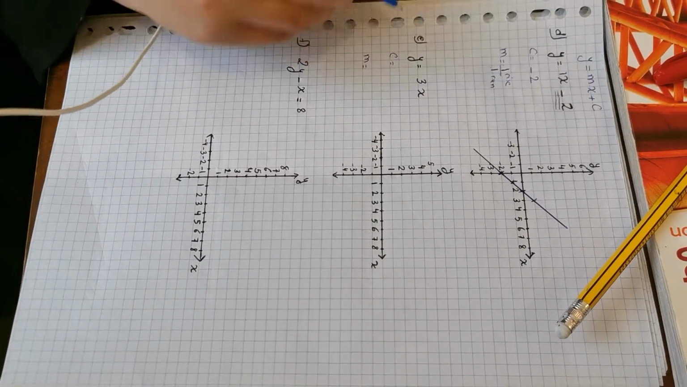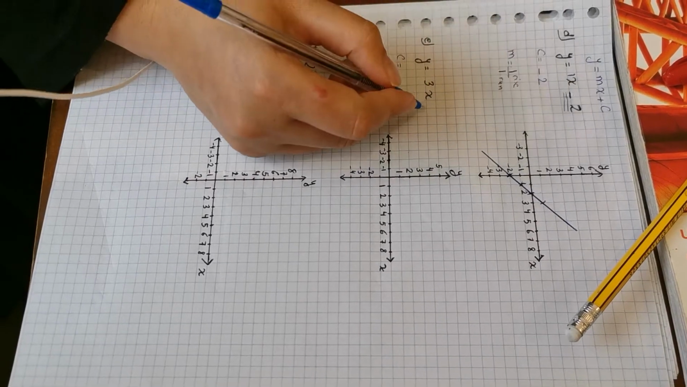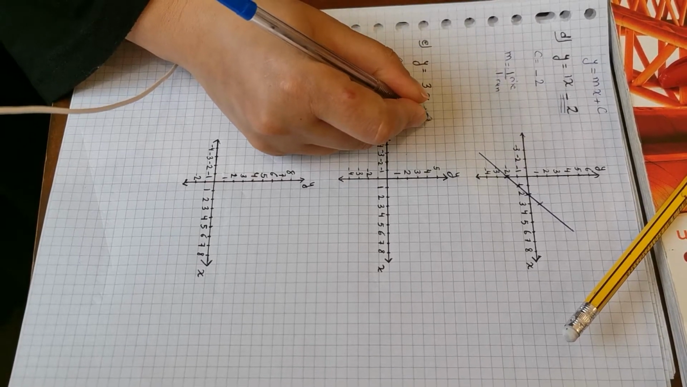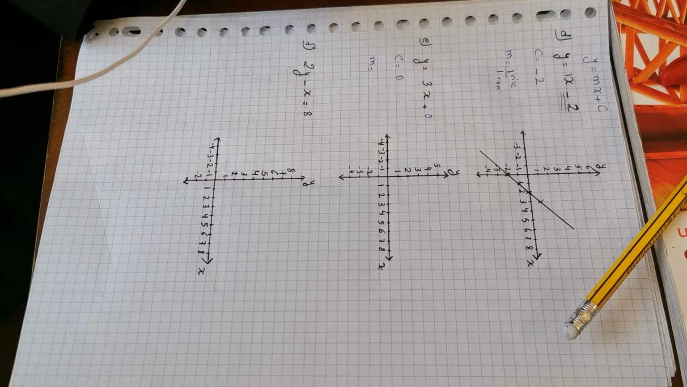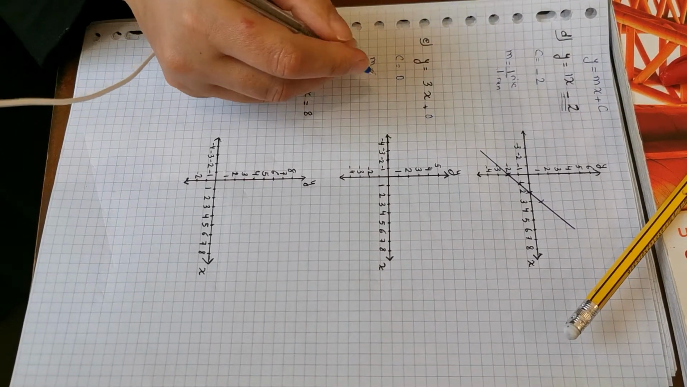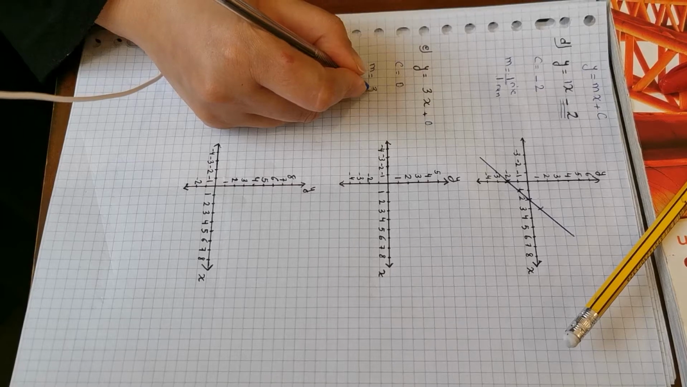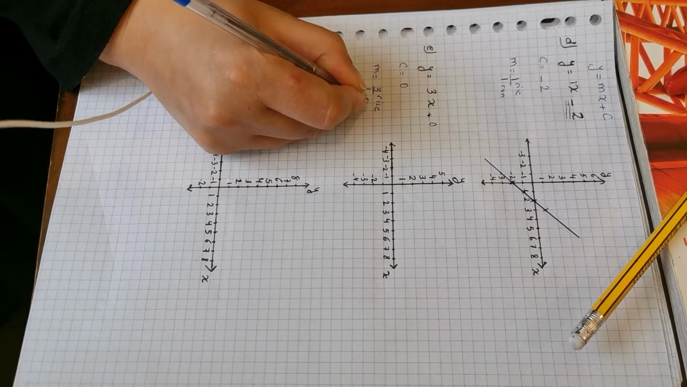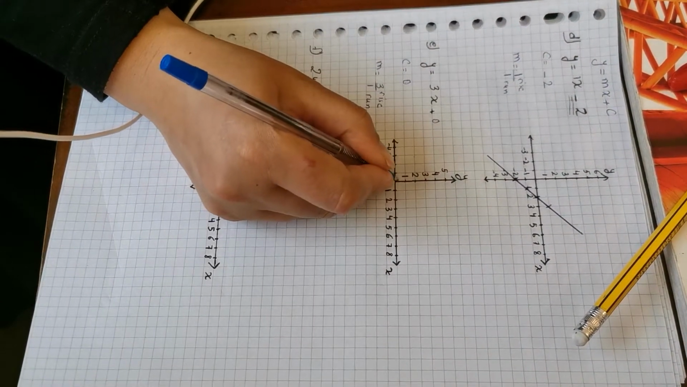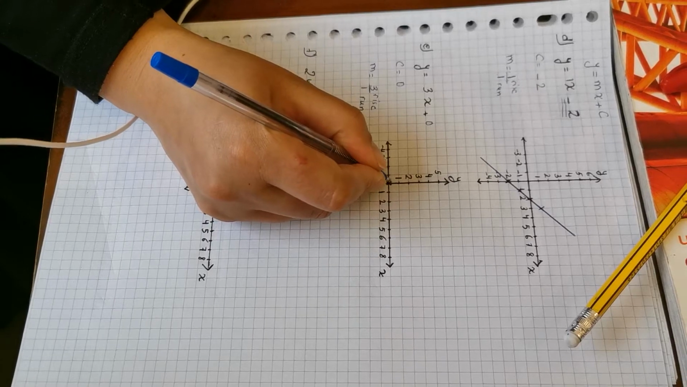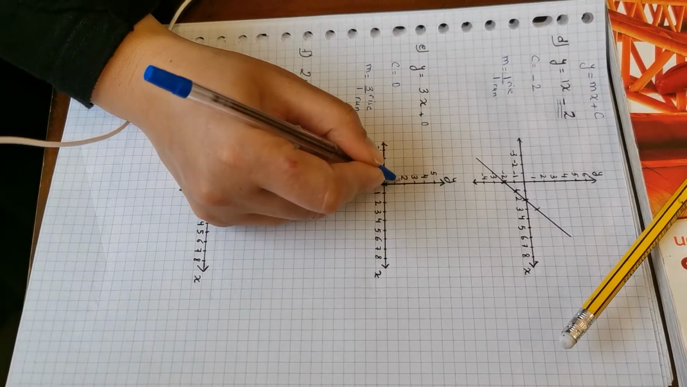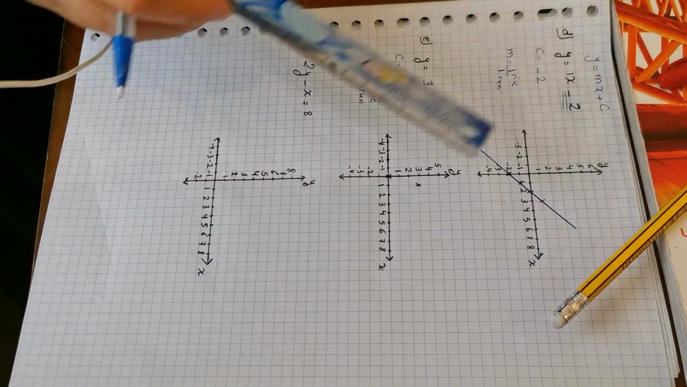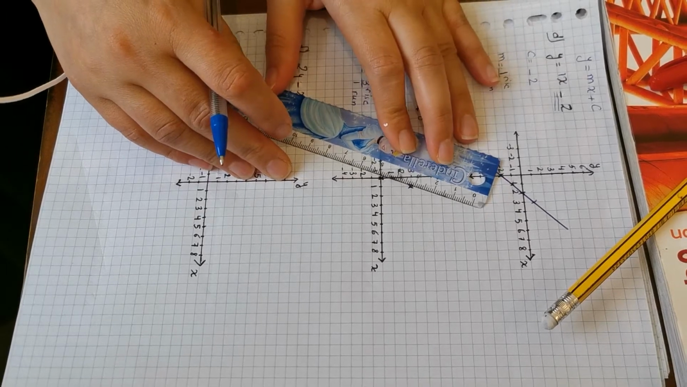Now, part E, y equals 3x. I see that it is y equals mx, but I cannot see plus c. So c here is 0. The line will be passing through the y-axis at 0, 0, the origin. The slope is 3, which means it's 3 over 1, because I have to show rise over run. This is the origin, the 0, 0 point, which will be my first point. I have to go 1, 2, 3 up, 1 to the right. Join the 2 points to get the line of the equation y equals 3x.